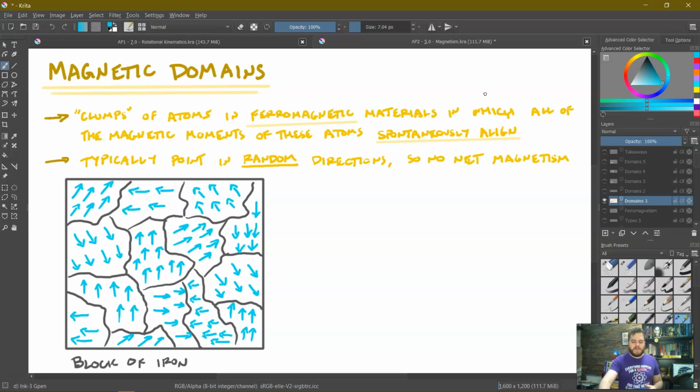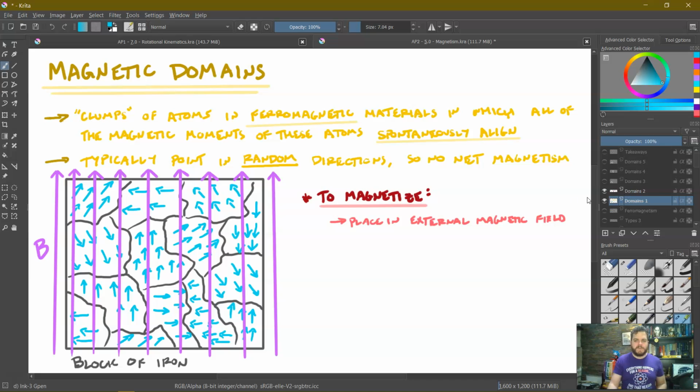Now, if I zoom in on this block of iron here, each magnetic domain has all of its atoms pointed in a certain direction, but if you look at all the domains, they are randomly arranged. And there's no net magnetism from this piece of iron, because this domain has its magnetic field pointed this way, this one has its magnetic field pointed that way, etc. So how can I magnetize this block of iron and make it into a permanent magnet?